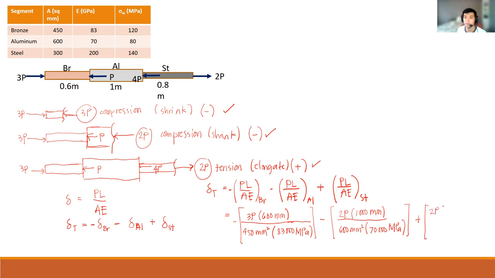So 2P, and the length is 800 millimeters, all over 300 millimeters squared, and then 200,000 megapascal. Of course, the total deformation on the other side should be 2 millimeters, right? So that the answer is in newtons, probably you try to shift-solve this one for you to be able to get P.